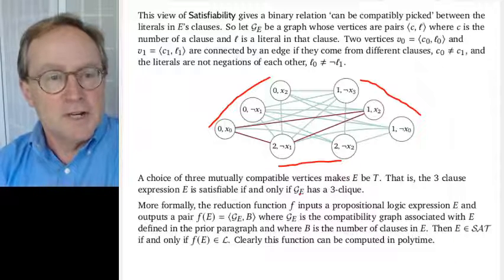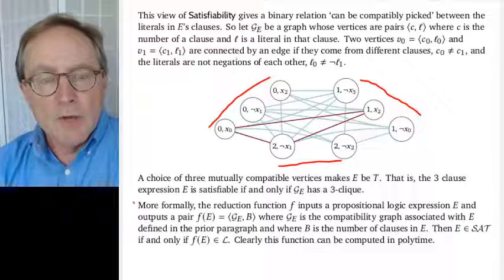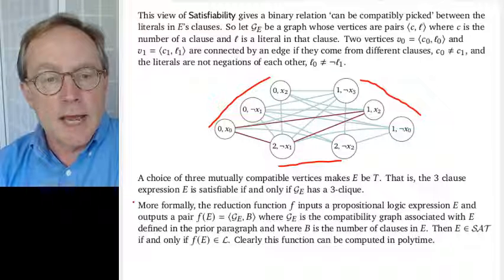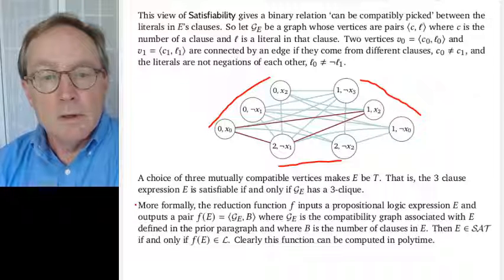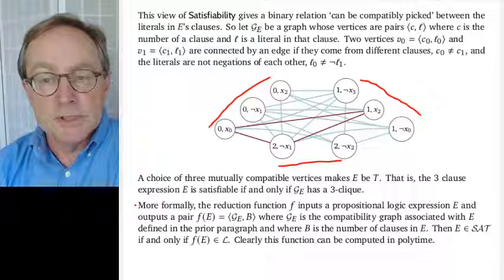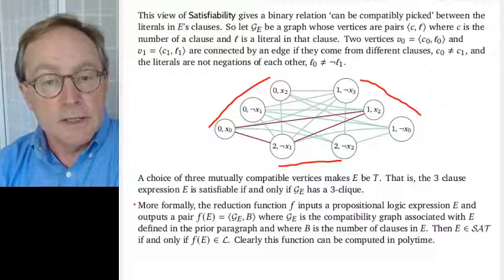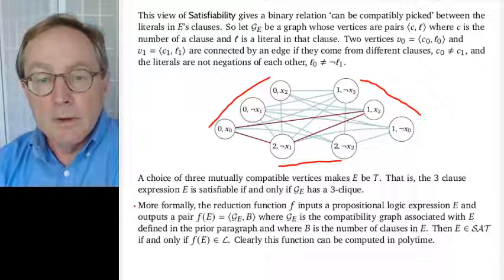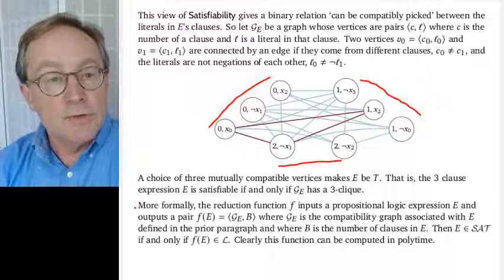Now, ordinarily, when you see this written up, it isn't written at great length. People tend to be a little bit more parsimonious. So more formally, the reduction F that takes you from the expression E to the graph G sub E, the reduction function F inputs a propositional logic expression E and outputs a pair, G sub E comma B, where B, which in this problem was 3, is the parameter. And obviously then E is satisfiable if and only if F of E has a 3-clique. So if and only if the graph G sub E has a 3-clique.